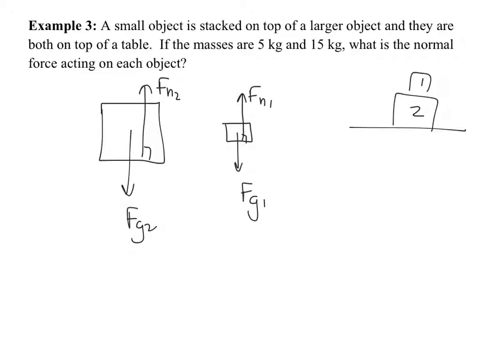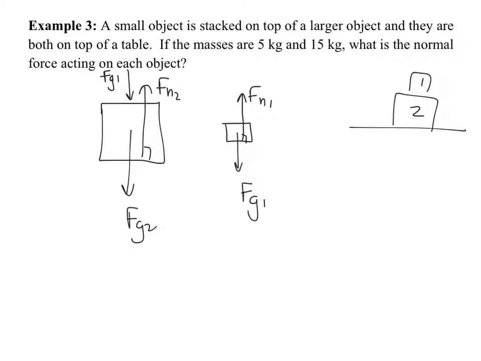Ready? A push down on it. So draw an arrow down on the top of it. And what is the value of that? Well, it's the weight of the upper object. So that's FG1. So the weight of the upper object, or the weight of object 1, is acting on object 2. So we have FG1 pointing down.